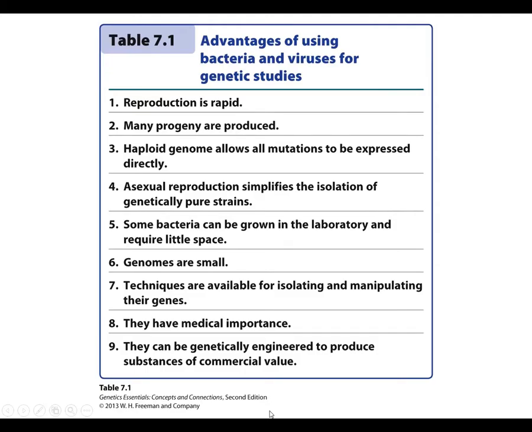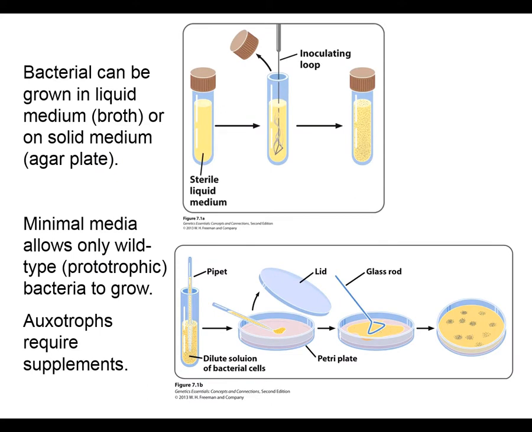So the advantages of using bacteria and viruses are shown here. For the most part, they're really vast model organisms or models to study because they reproduce rapidly. You get a lot of progeny. Generally, they only have one copy of the genome, and so you get to see the phenotype directly from the genotype. They don't take up much space. They're cheap. They're easy to manipulate. And they have medical importance, and they have really a lot of commercial value of all types, including agricultural applications, pharmaceutical applications, and so on.